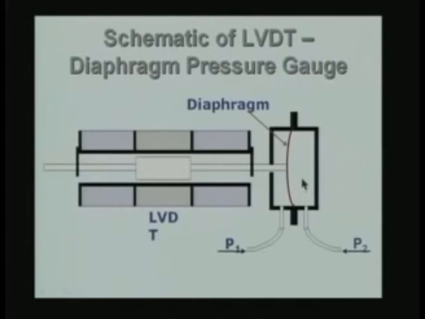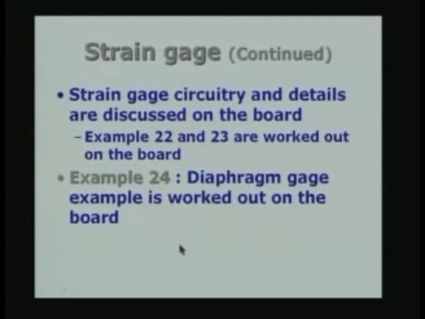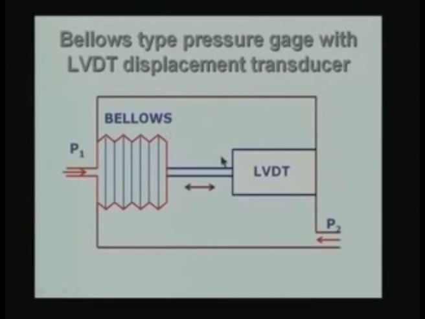And we have a pressure appearing, which is a higher pressure on this side, lower pressure on this side. Another way of doing it, let me just look at the bellows type pressure gauge with a LVDT transducer.